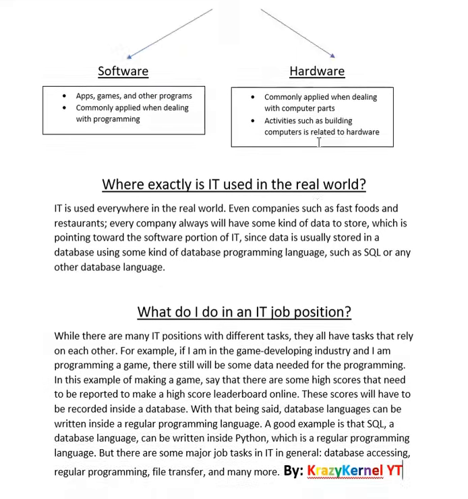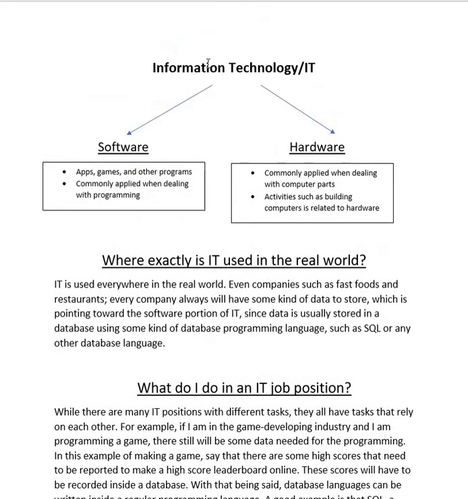So I made this document to map out what I was going to say. Information technology, or IT, is sorted into two categories: software and hardware. First we're going to go over software. Apps, games, and other programs are all a part of software, and software is commonly applied when dealing with programming. It's the opposite of hardware. Basically, it's anything with a program or programming: apps, coding, games, and other programs. So that's what software is.